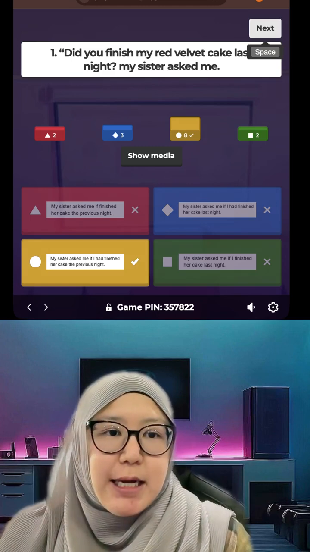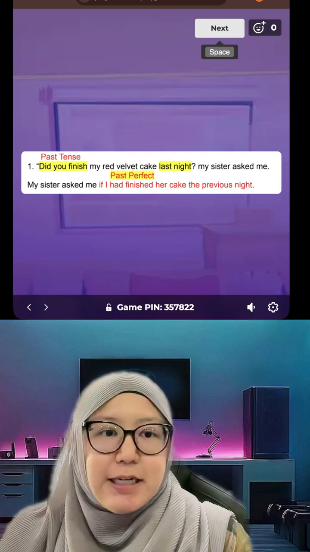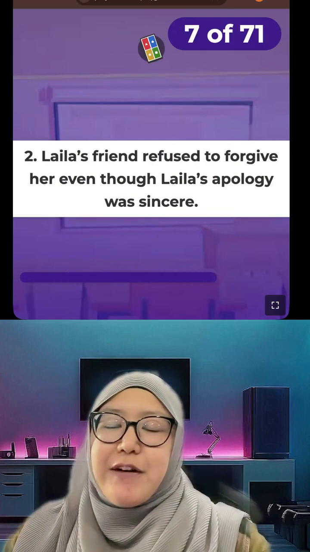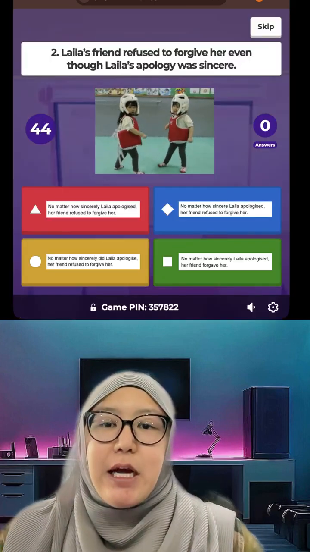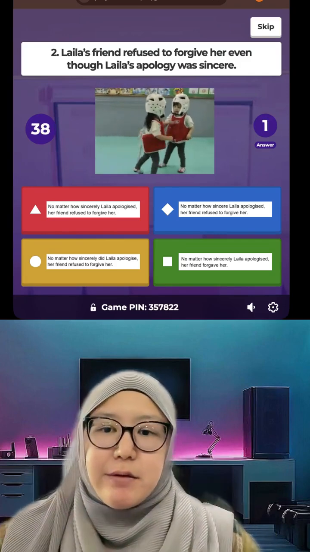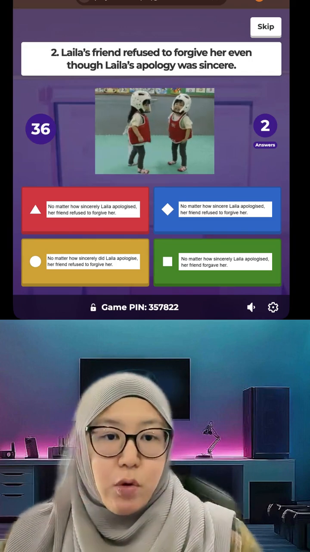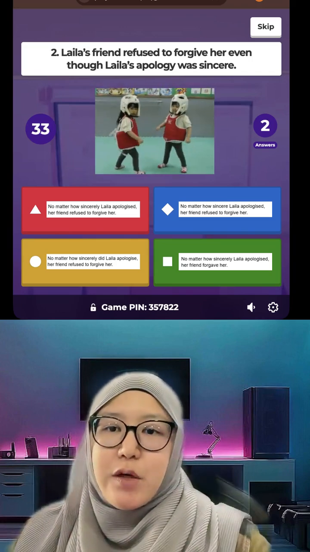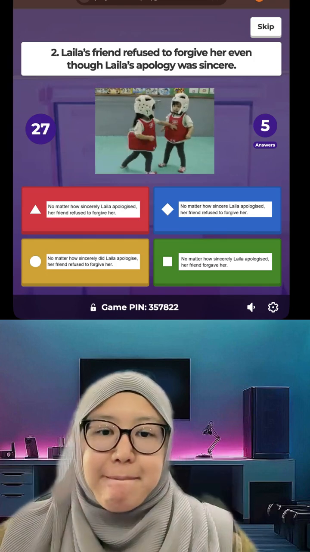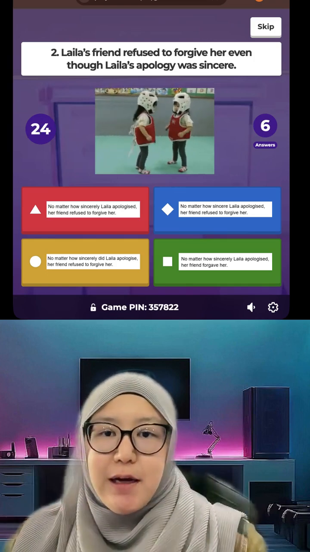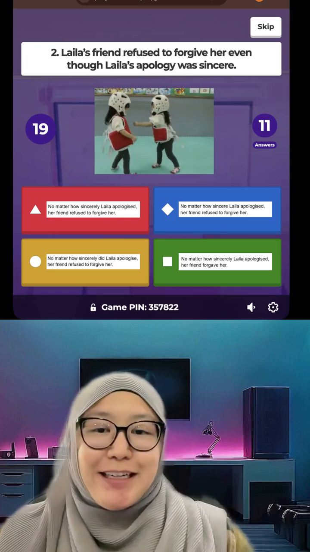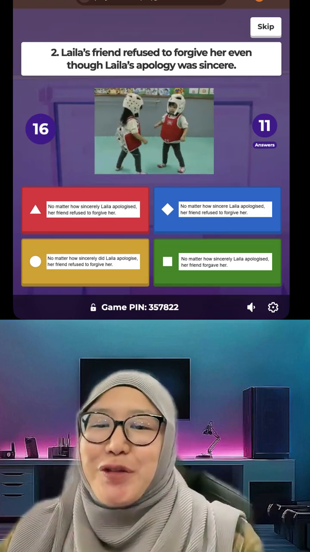Okay, now let's move on to the next question. Laila's friend refused to forgive her even though Laila's apology was sincere. So which one would be the correct answer? Is it red, blue, yellow, or green? Read the questions carefully. Remember your verb, noun, adverb, adjective. I purposely give you 45 seconds for you to think through the question.